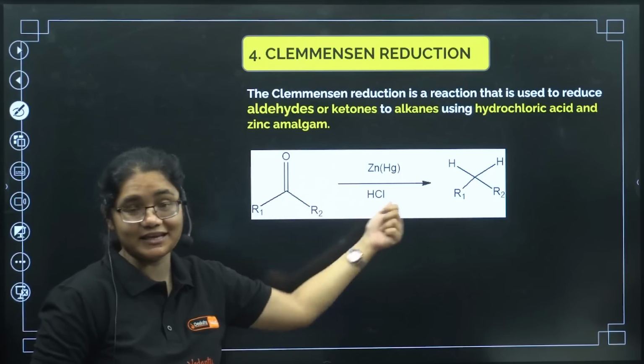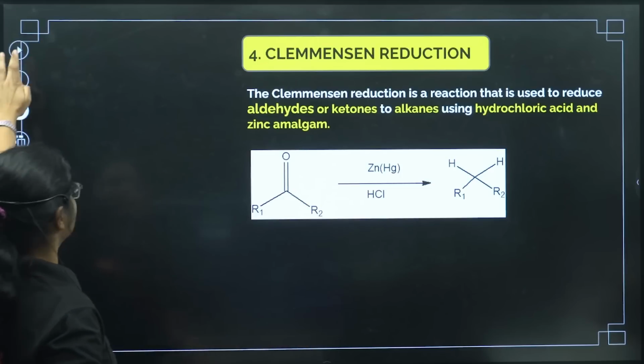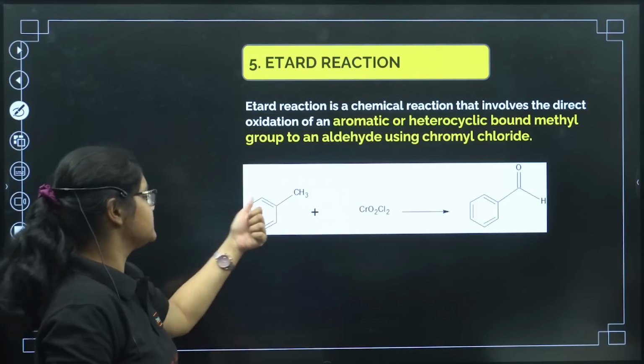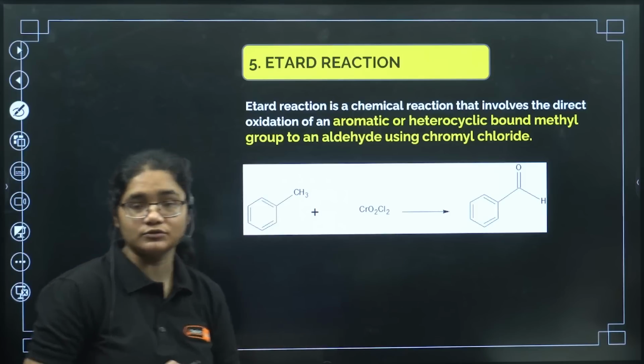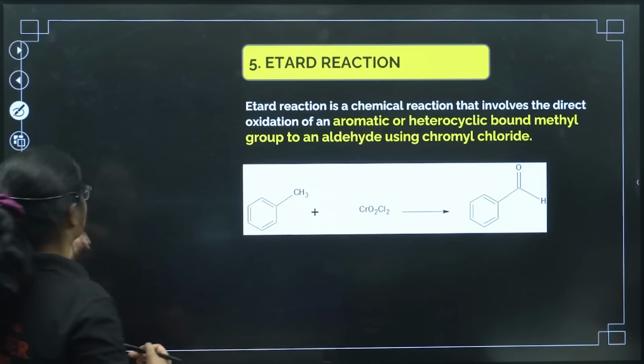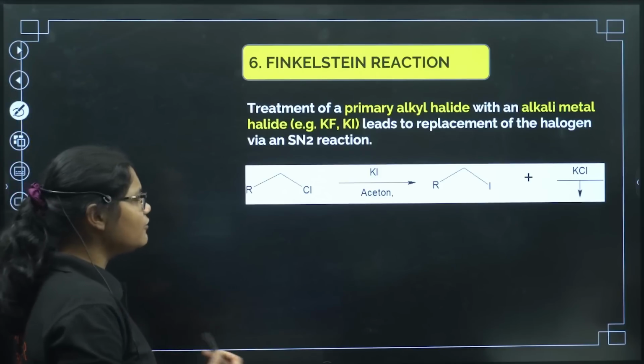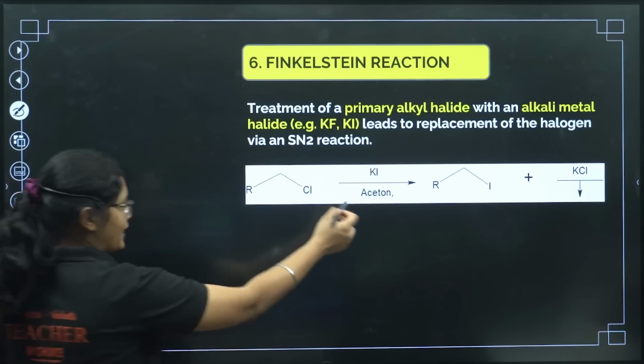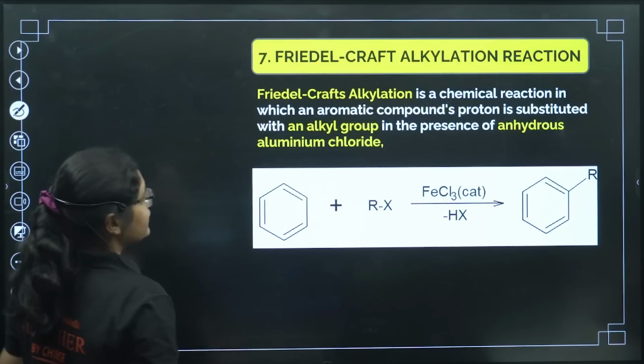Next, we have Clemmensen reaction for carbonyls to hydrocarbons, right? Zn-Hg, HCl you should know. The reagent name you should know. Next, Etard reaction for the preparation of benzaldehyde. We have CS2 in presence of CrO2Cl2. That will give you benzaldehyde. Finkelstein reaction for the preparation of iodoalkanes, right? KI and acetone.